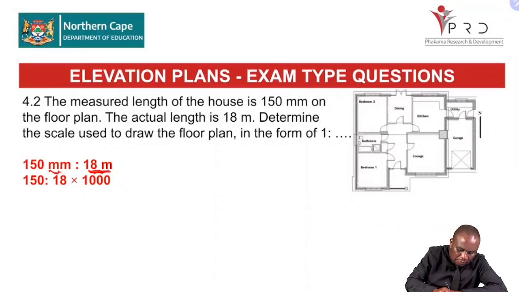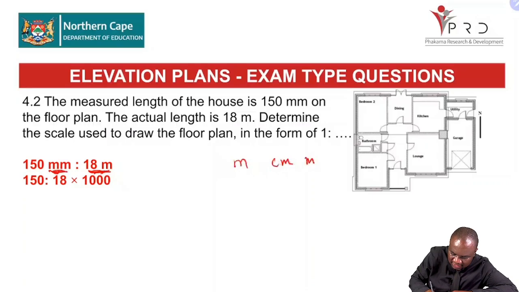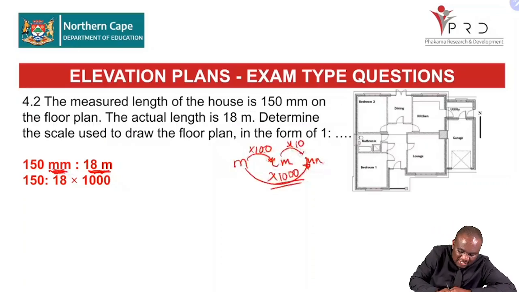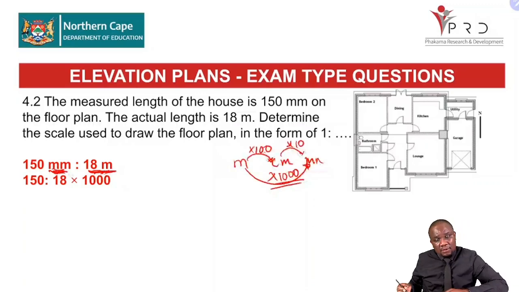We have to convert to millimeters. So how do we convert? Let me just show you here. We have meters, centimeters, millimeters. So we multiply by 100 here, and then we multiply by 10. Or we can multiply once by 10 times 100, which is 1,000. So we multiply by 1,000 so that we have millimeters to millimeters.